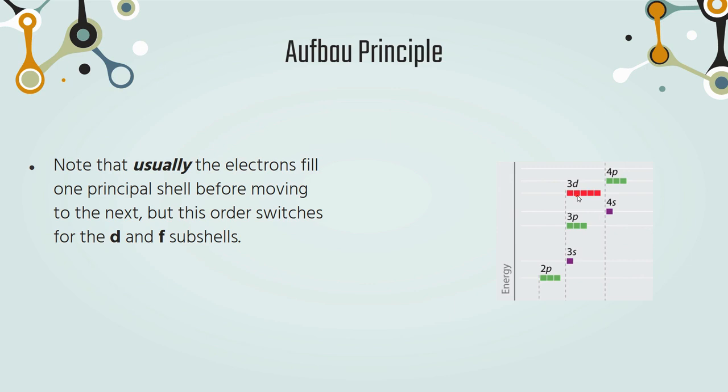And this is basically because the 3d orbital kind of exists at different energy levels depending on what element we're talking about. So this 3d and this 4s, they're close enough in energy. Sometimes they flip positions, but for us, it's important to know or assume that the 3d comes after the 4s.